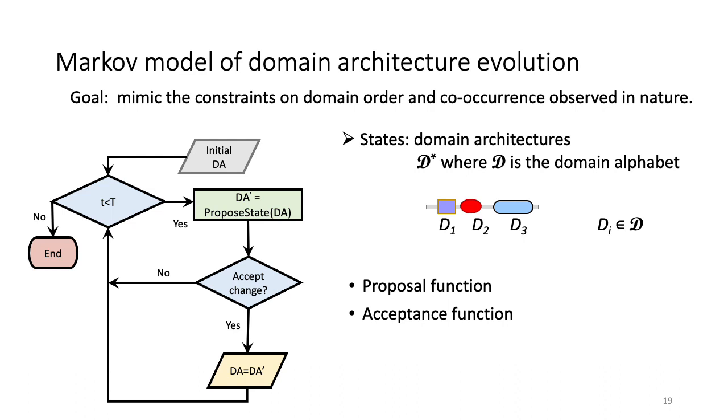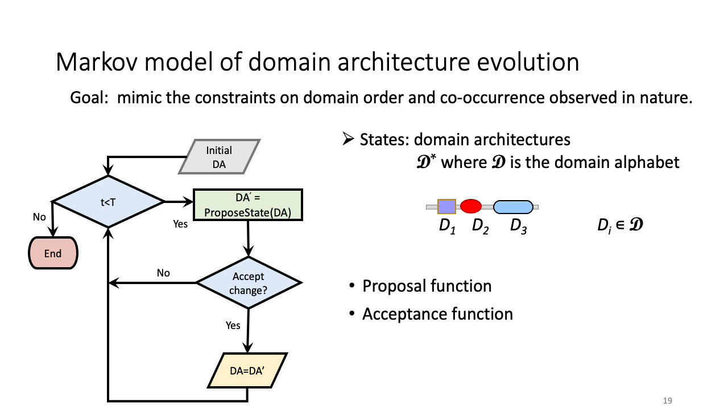We present a domain architecture evolution simulator specifically designed to generate domain architectures that mimic the constraints on domain order and co-occurrence observed in nature. The simulator is a Markov model in which each state corresponds to a domain architecture, where the domains are sampled from a domain alphabet specified by the user. Typically, the alphabet will be the set of all domains encoded in one or more proteomes provided as training data.